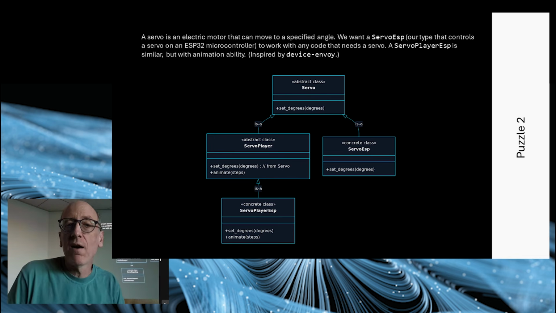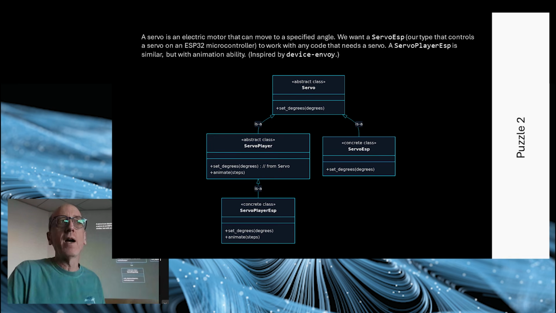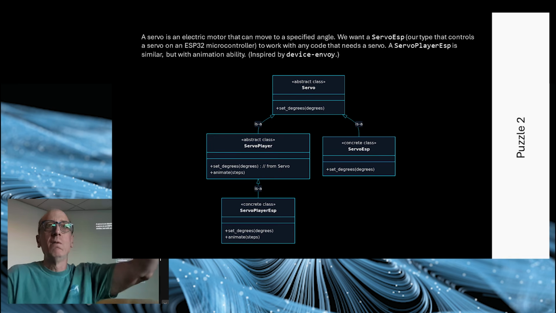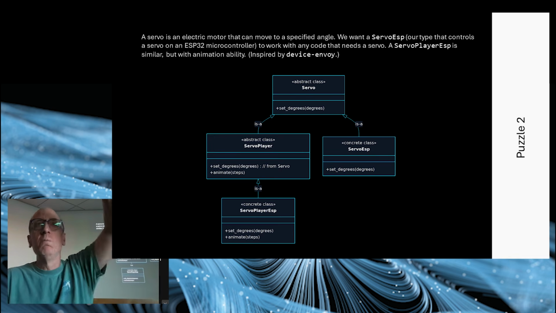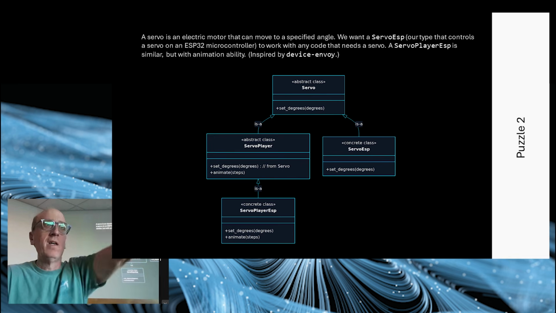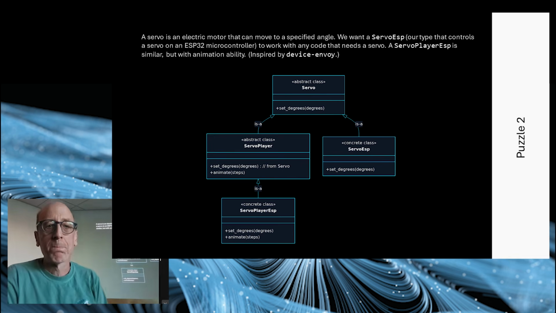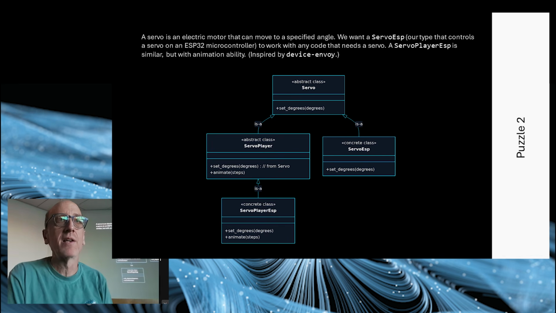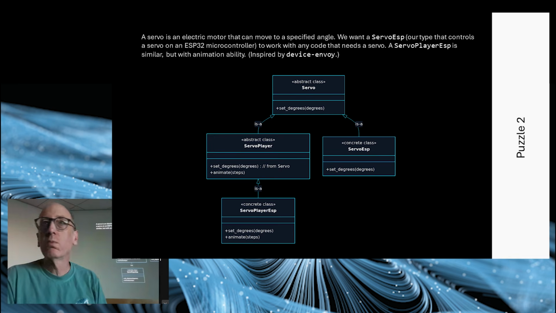But we also have this notion of a servo player, which is also abstract. And a servo player needs to be a servo, but it has additional methods. So say it has an animate method where we can move to a certain angle, wait an amount of time, move to another angle, wait a certain amount of time, and then maybe loop back and forth, animate. And then we'll have a different concrete class for that, servo player ESP, that should do both those methods. So to the room, what's the concept that lets us set things up like this in Rust? Connor? I mean, you could make servo player a trait that also requires you to implement servo.